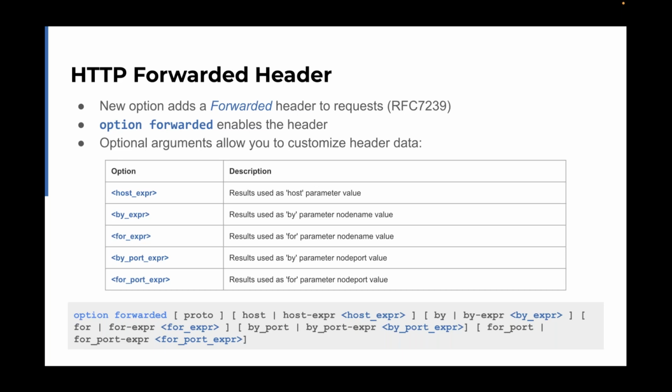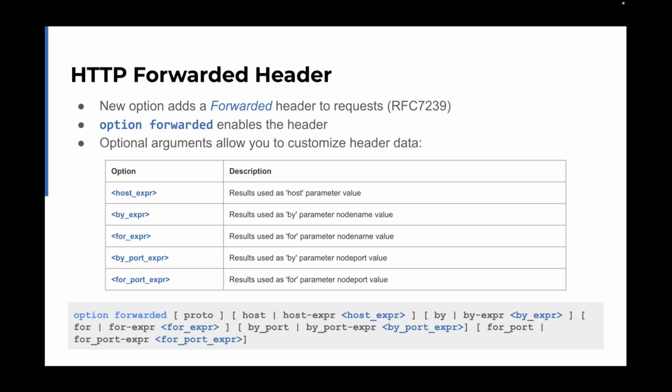So HAProxy 2.8 adds a new option, forwarded header for requests, which is in response to the RFC. It makes it simple to pass client information and information from the HAProxy server that handled the request to those backend servers. To enable it, it's just a simple option forwarded directive that enables the header. And you can also configure it with the header fields automatically, or define expressions that generate the values in custom ways, as you can see here.